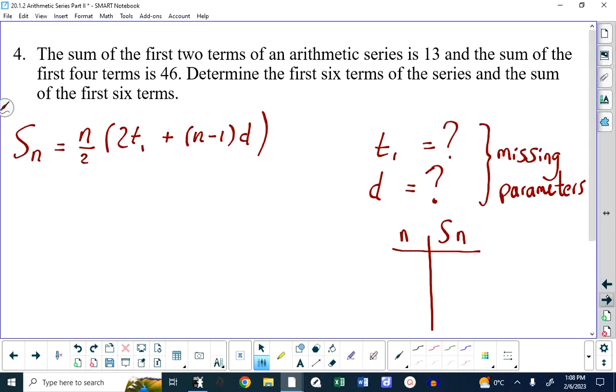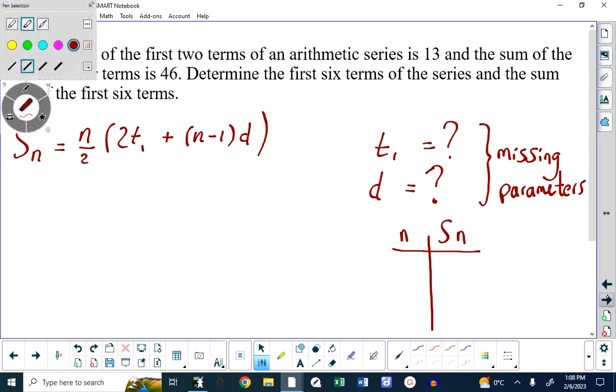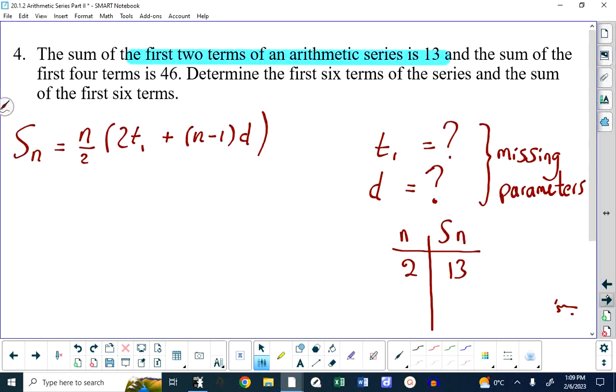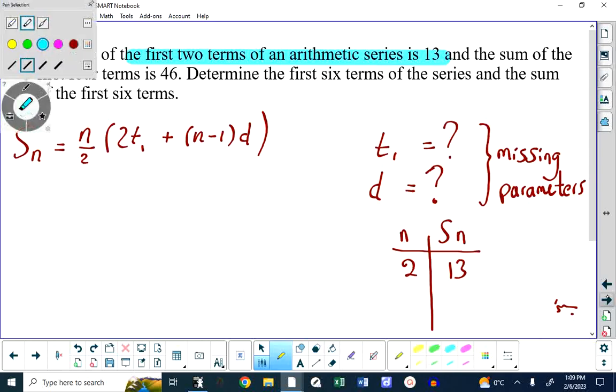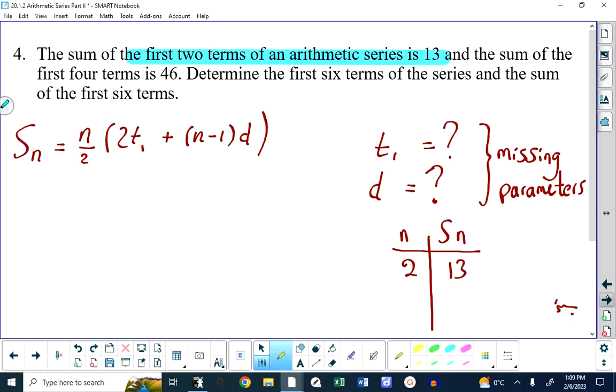So for example, when it says the sum of the first 2 terms is 13, that means when I put 2 in for n in that formula, I get 13 for Sn. And I will have a formula that's missing a T1 and missing a D. But I'm also told, there we go, that the sum of the first 4 terms is 46, which means when I put 4 in for n, I have to get 46.